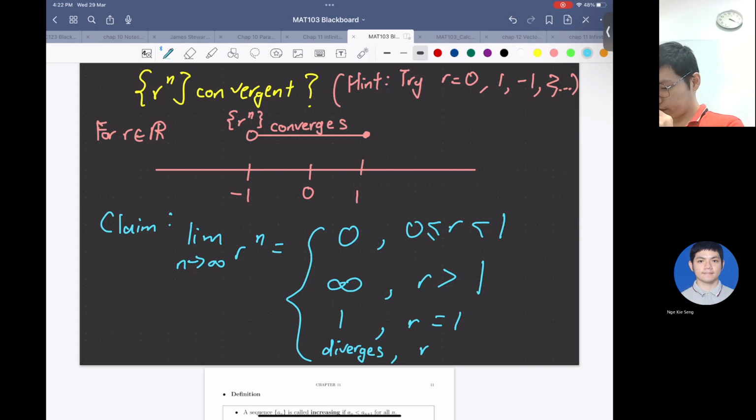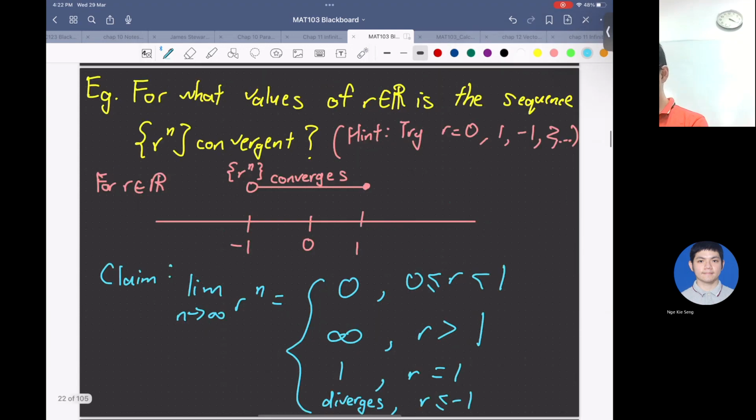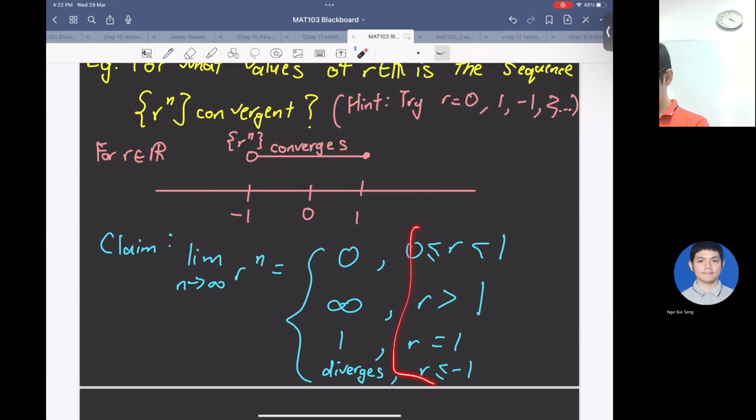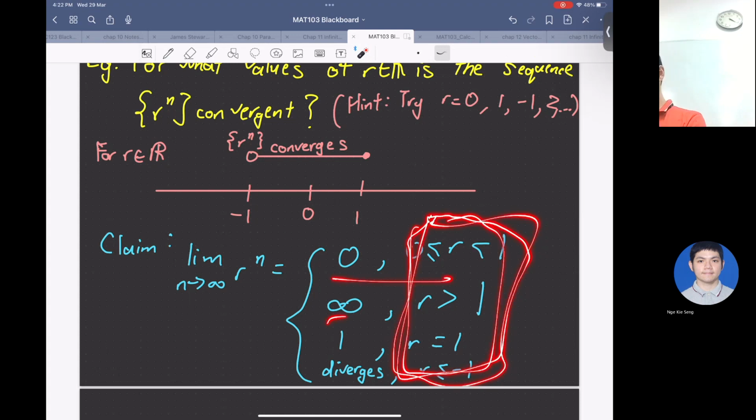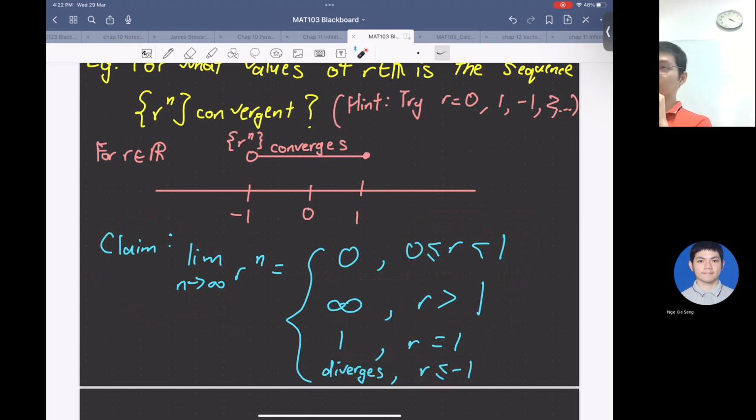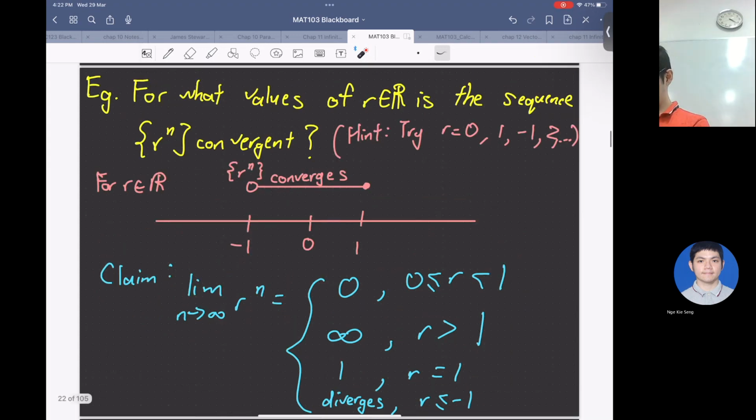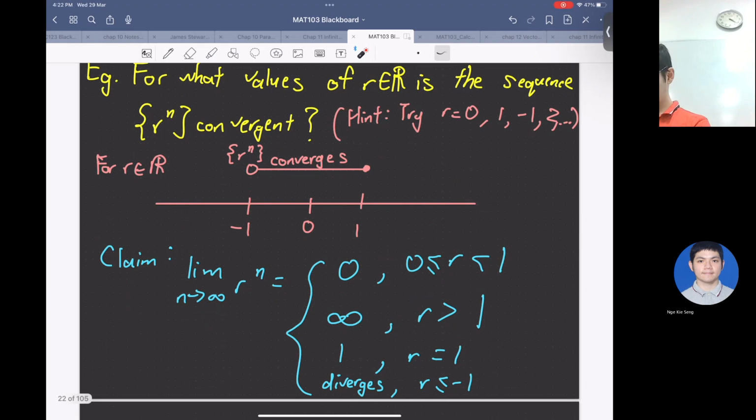I just put diverges for r less than minus 1. Okay, because later we'll see why. This is my claim. In this case, I will cover everything in the real line. First, check that I already covered everything in the real line, and then we check whether these cases are true or not. So this is my claim, and we need to prove this claim here. Does everyone agree with the claim? Have I covered everything?